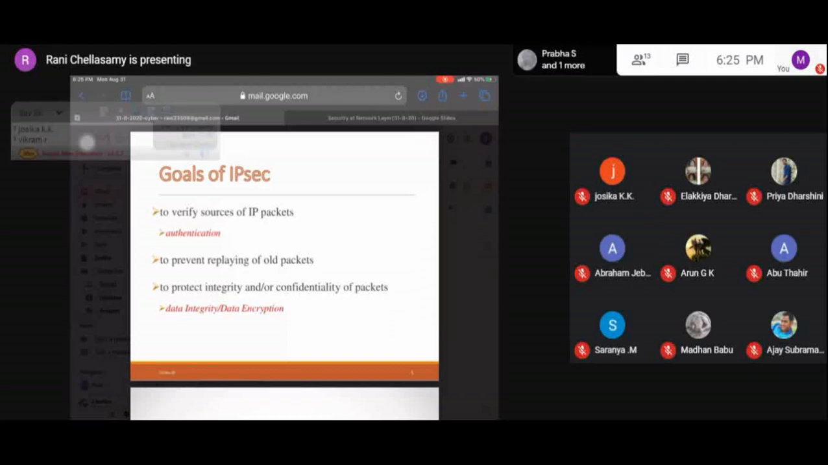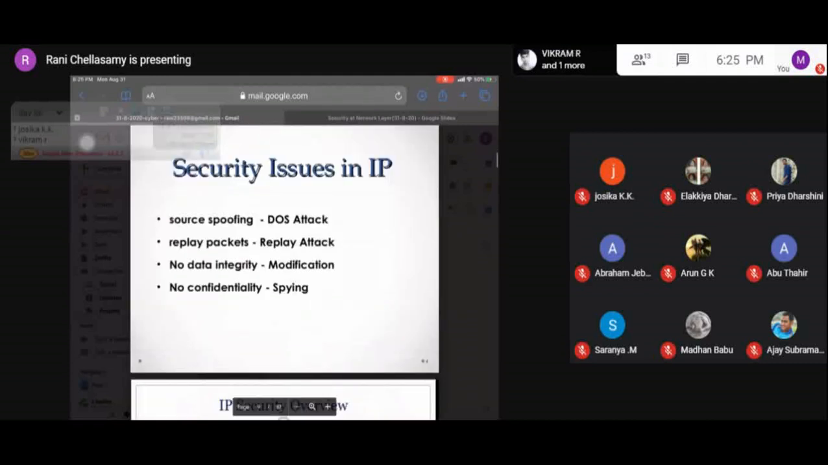Coming to the security issues in the Internet Protocol at the network layer, what are the security issues that can be carried out? Source spoofing can occur. Source spoofing means the false representation of the source address. We call source spoofing a DoS attack, that is a denial of service attack.